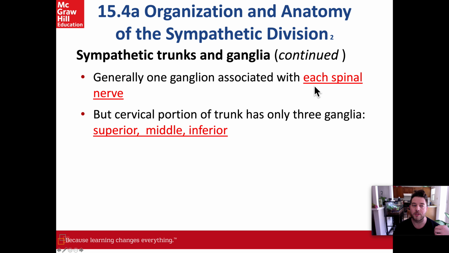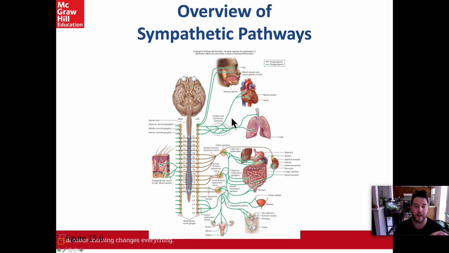Usually there's one ganglion associated with each spinal nerve, so one ganglionic cell body associated with each of the spinal nerves. But the cervical portion of the trunk has only three: the superior, the middle, and the inferior. So here for your spinal pathways, you have just to the side of the spinal cord the sympathetic trunk ganglia. You see from here you have this short preganglionic axon from the spinal cord to the ganglion of the trunk, and then you have a longer postganglionic axon going from the sympathetic trunk to the effector organ, whether that be the eyes, the heart, the skin, the uterus, whatever it may be.